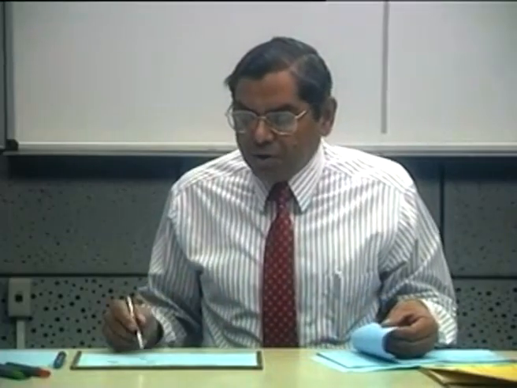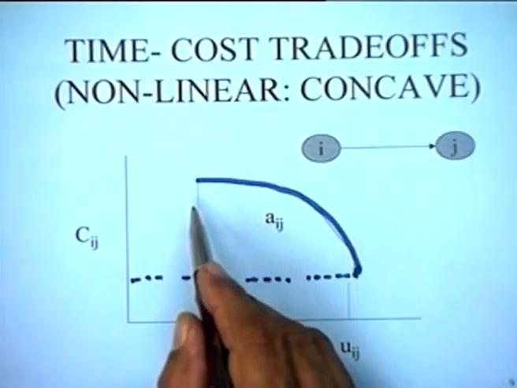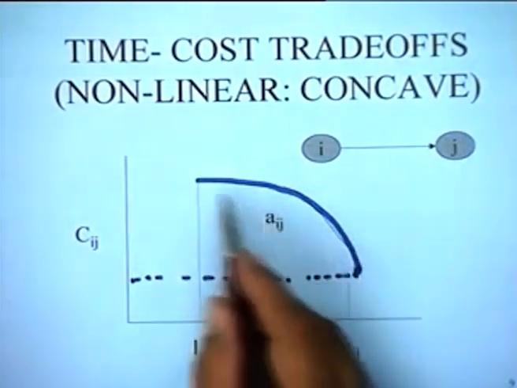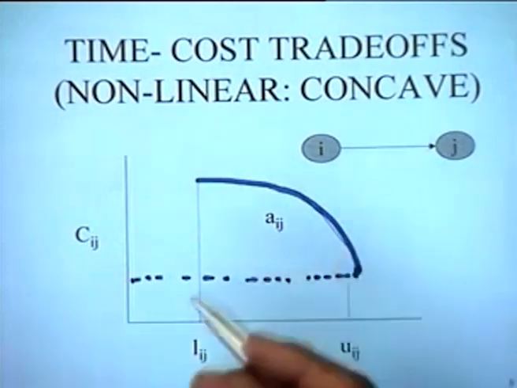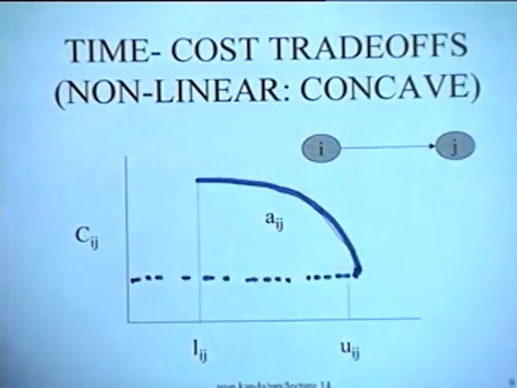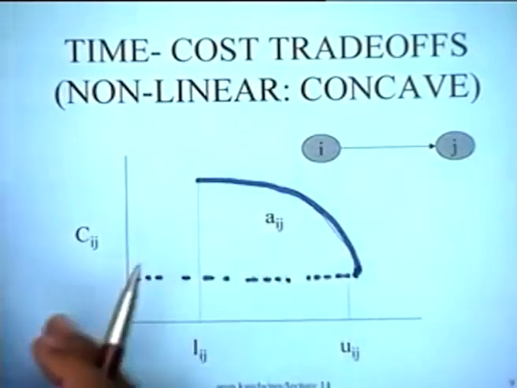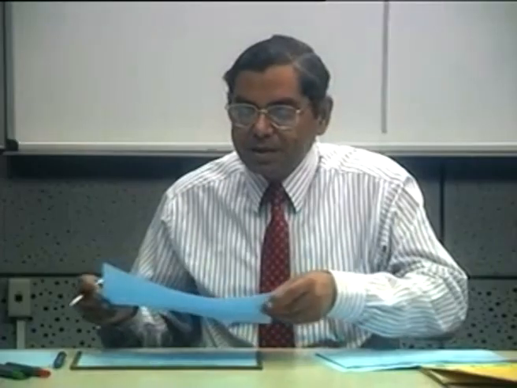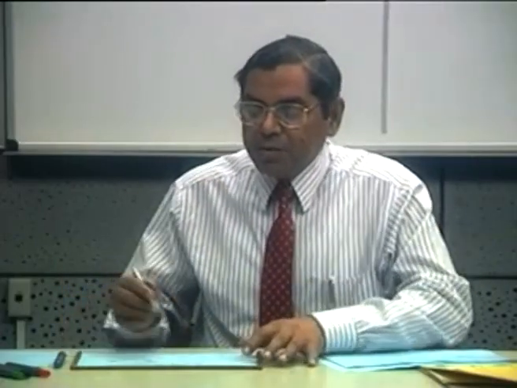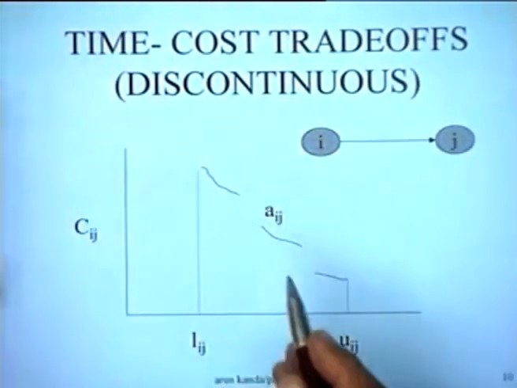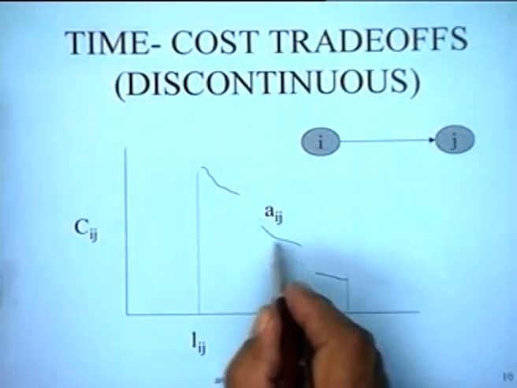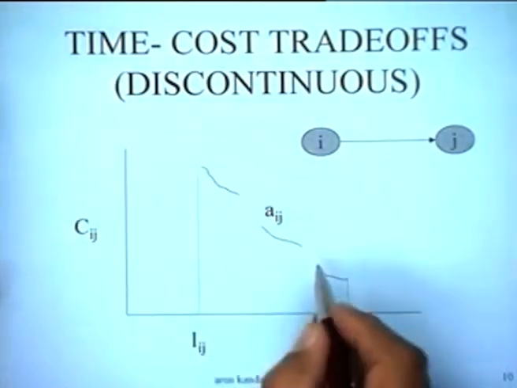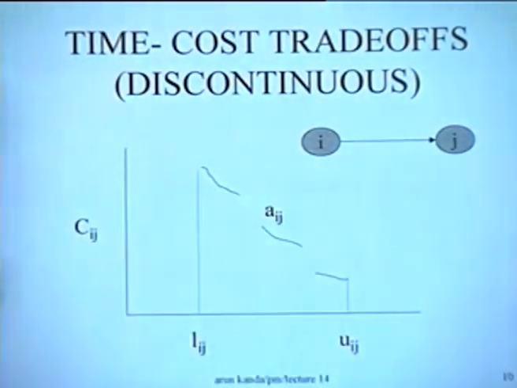So typically for all administrative activities, this would be a situation where there would be a reluctance to change by people, and you can model this as a non-linear time cost trade-off problem. However, there could be time cost trade-offs which are discontinuous. There could be up to here, and then up to here, and then up to here. So this is an example of a discontinuous time cost trade-off.